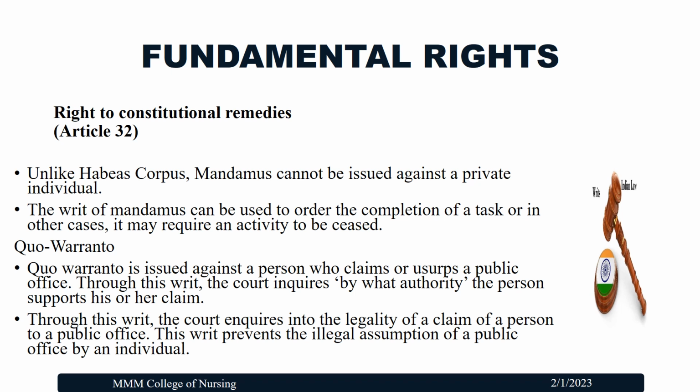And the next one is quo warranto. Quo warranto is issued against a person who claims or usurps a public office. Through this writ, the court inquires by what authority the person supports his or her claim. Through this writ, the court inquires into the legality of a claim of a person to a public office. This writ prevents the illegal assumption of a public office by an individual.